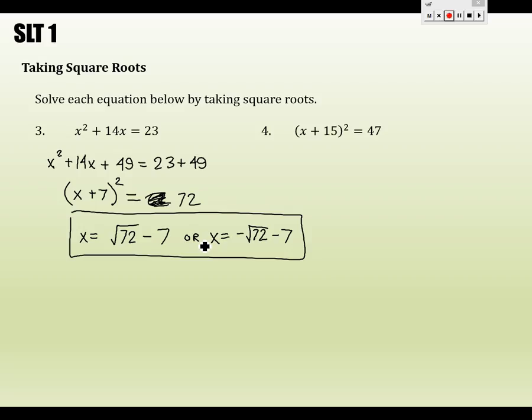Guys, by the way, I put up the work on the back of the first worksheet I gave you. Did you get root 72 minus 7 and negative root 72 minus 7? Good. Good.